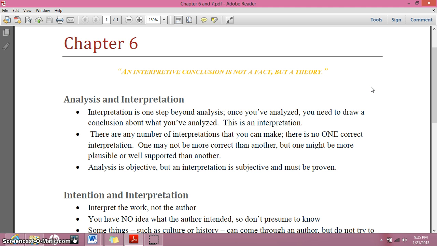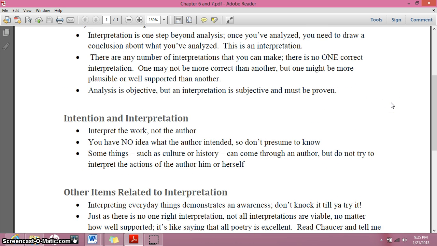And I know I've mentioned multiple times, but analysis, again, is a little more on the objective side. But because you're starting to argue and support, that makes an interpretation more subjective. So that's when an objective analysis can turn into a subjective item, and that's your interpretation.